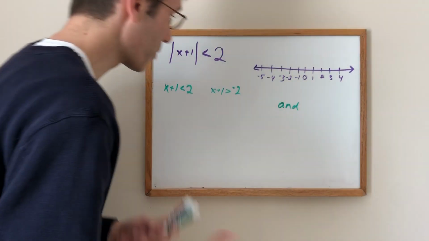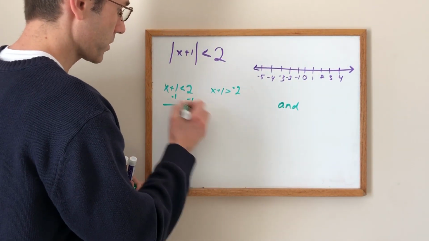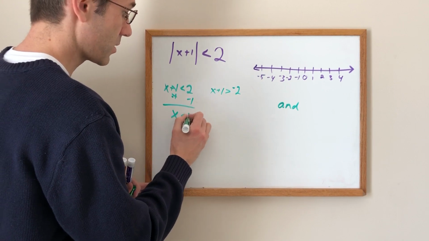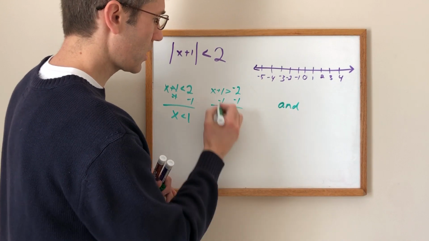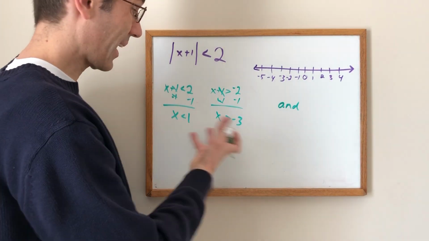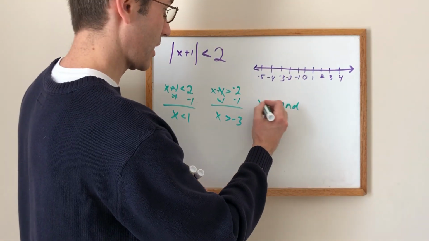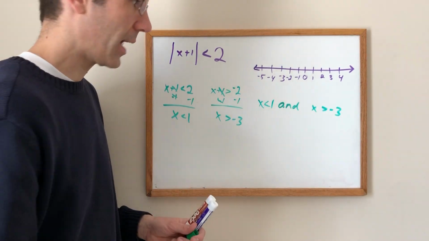Okay. So then we'll just solve those. Solve them both, and it's really going to be as easy as you think. So subtract one from both sides, cancel those. X is less than one. Cool, got it. Then we will subtract one from both sides here, cancel, cancel. X is greater than negative 3, got it. And so actually, that is my answer. So final answer, x is less than one, and x is greater than negative 3, so let's shade that.